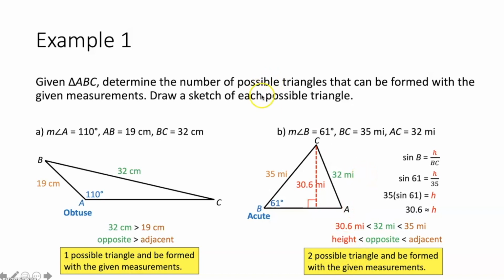Now the question wants us to draw a sketch of each possible triangle. So I need to sketch the other possible triangle here. So I again am going to have my anchor angle as 61 degrees. So I'm going to draw a 61-degree angle. My adjacent side length is still going to be segment BC, and it's still going to be 35 miles. My opposite side length is still going to be segment AC, and it's still going to have a measure of 32 miles. My height is still going to be 30.6 miles. The only difference is I'm going to take this opposite side and swing it to the other side of my height over here and create an obtuse triangle with the exact same given measurements. These would then be the two possible triangles that can be formed with these given measurements.